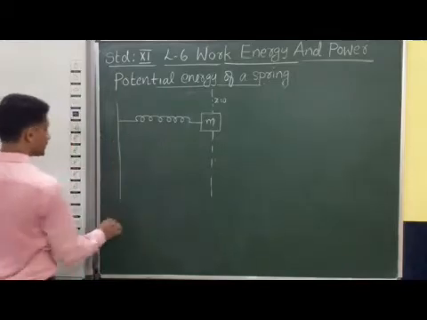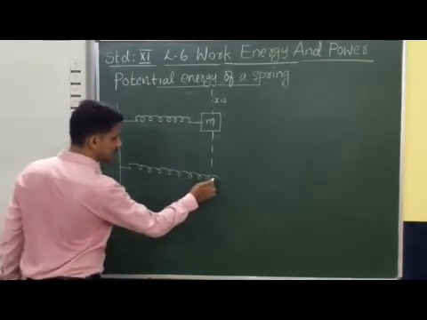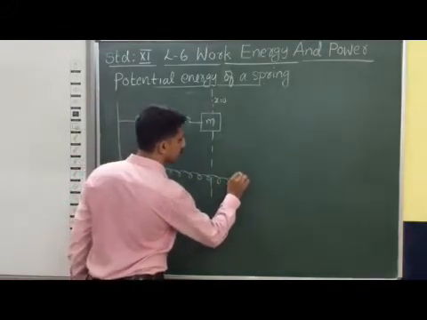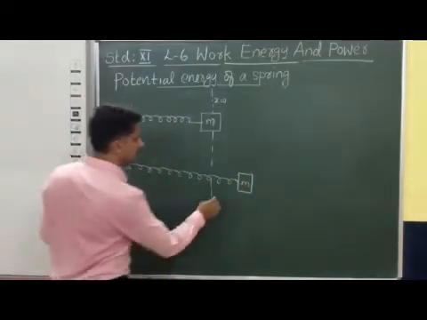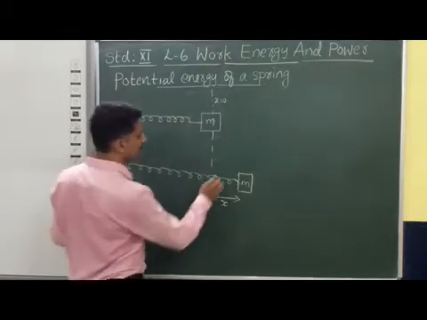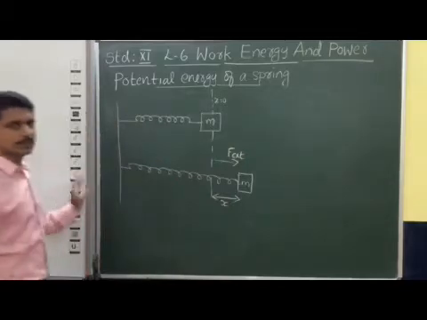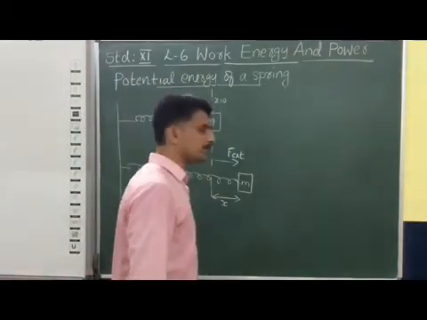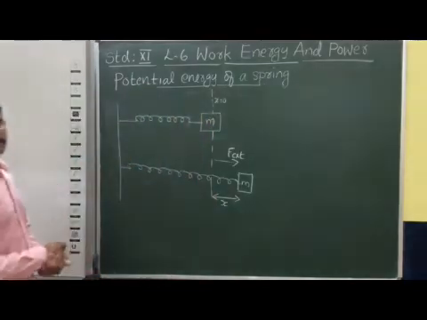Now we are considering the situation when an external force is acting on this spring. You can see that this spring can be displaced from its mean position. Let x be the displacement of this spring when an external force is acting on it. So this spring is displaced from its mean position, and the corresponding displacement is x.